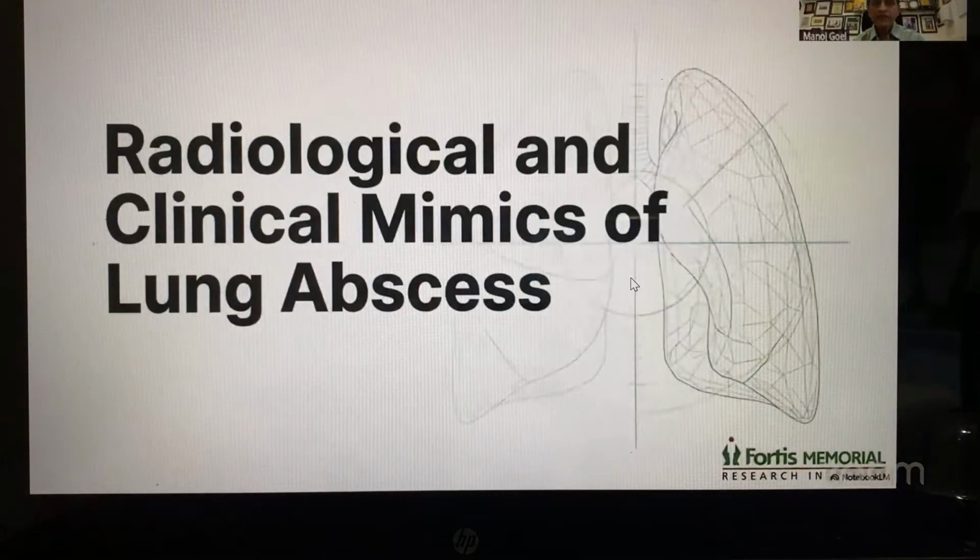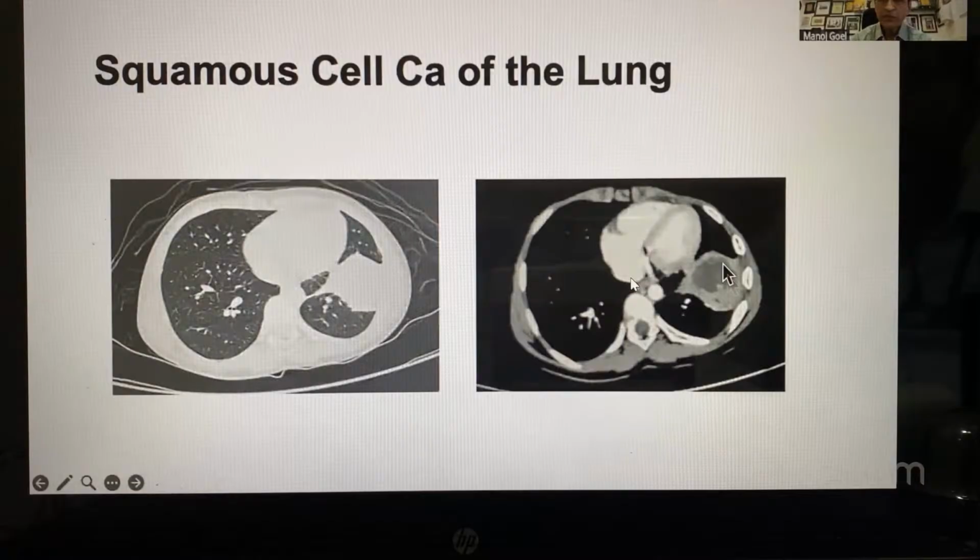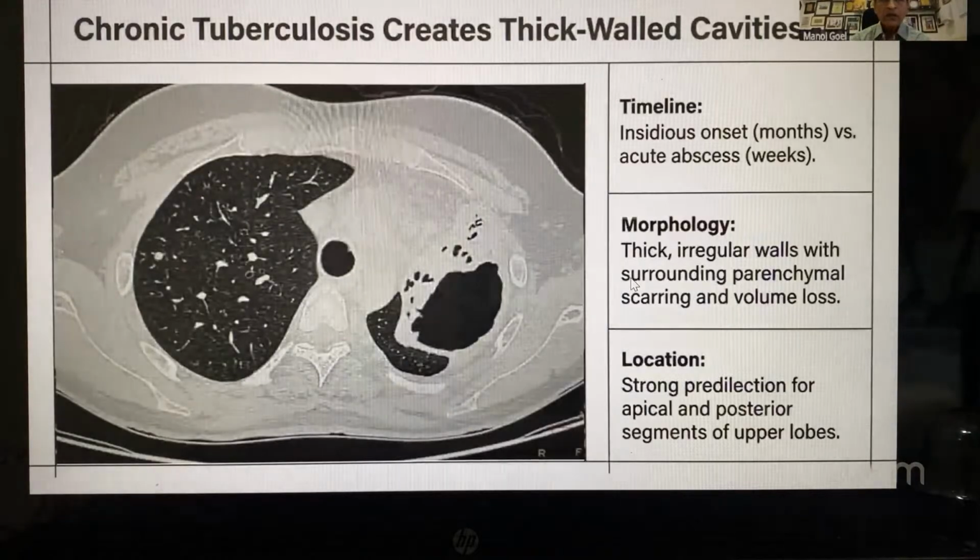Coming to radiological and clinical mimics of lung abscess, please remember that not every cavity with a fluid level is a lung abscess. Especially, you have to rule out squamous cell carcinoma of the lung, especially if you get this kind of a lesion with necrotic material inside, without a fluid level in non-dependent areas, and with a wall, especially the inner wall, which appears to be nodular, then there's a high suspicion this could be squamous cell carcinoma and not a lung abscess, and these patients would require surgery or biopsy and further treatment.